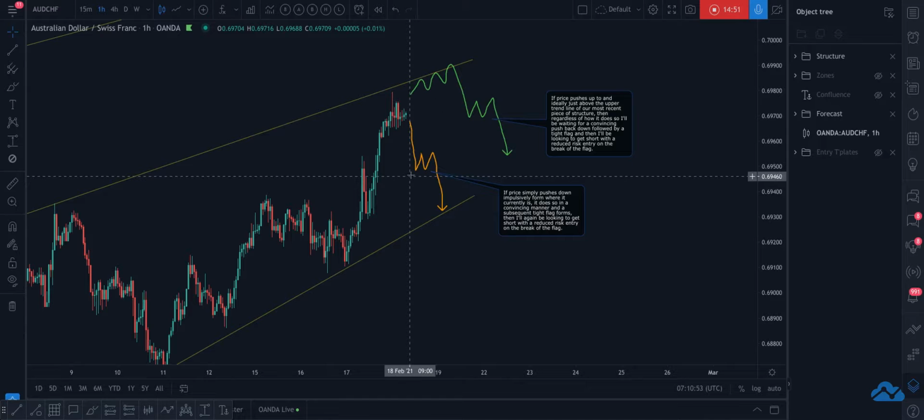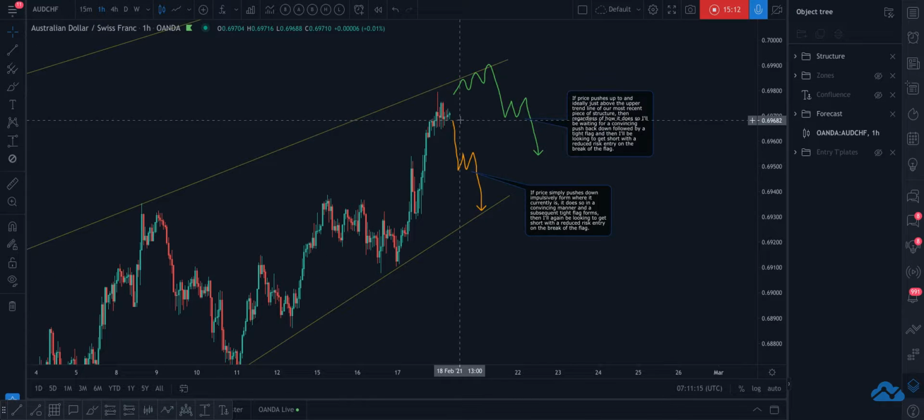If we push down from here, I'd want to see a clear break of this correction. If we broke just below this correction, I would probably want to see a 1 hour flag. So a more confirmed flag with two clear tops and bottoms that's visible on the 1 hour chart. But if we get a solid push down well below this, I would be more than happy to take a 15-minute flag here, and then I would look to get short accordingly.